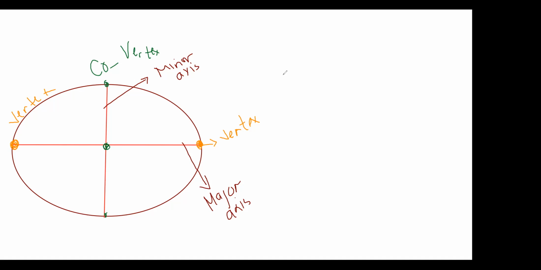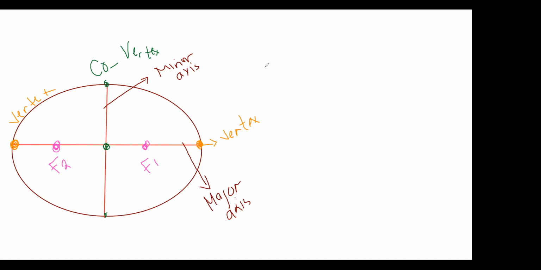Now, here there are two points. These two points, we name the foci: focus sub 1 and focus sub 2. These two foci are only on the major axis. The foci, as I told you yesterday, is the plural of focus. The foci cannot be on the minor axis. They are only on the major axis.